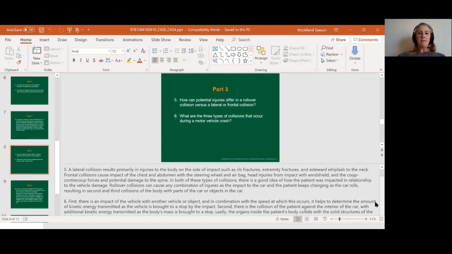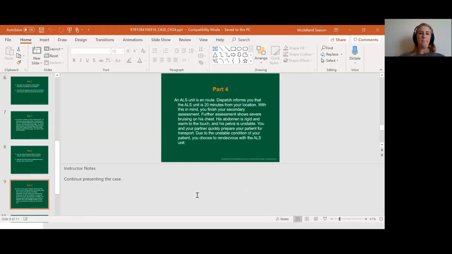And what are the three types of collisions that occur during a motor vehicle crash? We already talked about this. Object to object. Yep, body to object, and then organs to body. Exactly. All right. An ALS unit is en route.